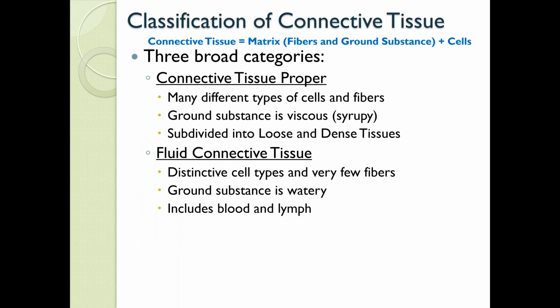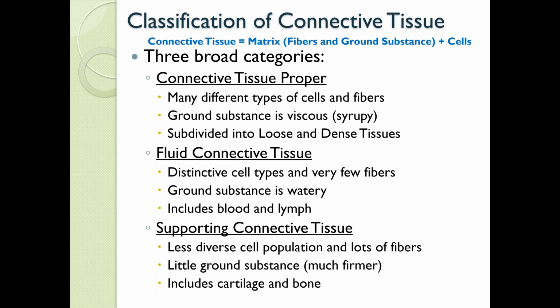The next broad category are your fluid connective tissues. In this type of tissue, you have very distinct cell types, but very few fibers. So you shouldn't find any fibers in your blood, for example, unless it's clotting. The ground substance is very watery. Again, think about blood and lymph. Those are your two fluid connective tissues.